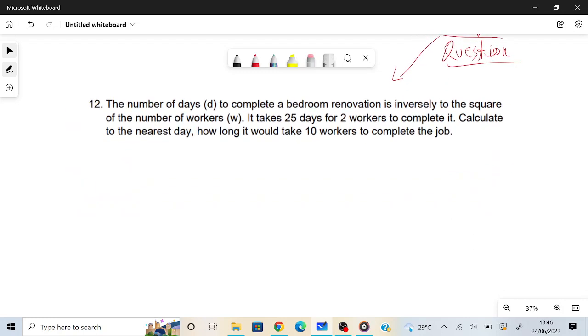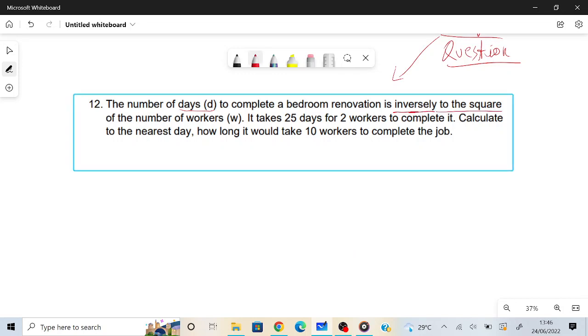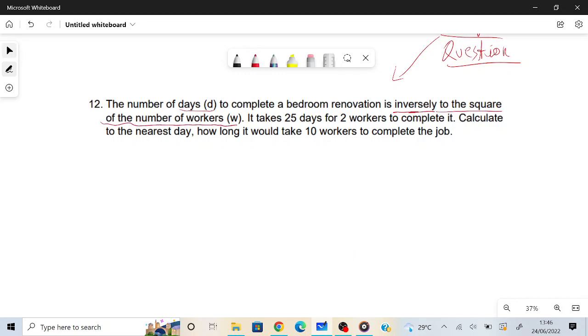Now, the question says the number of days, D, to complete a bedroom renovation is inversely proportional to the square of the number of workers, W. It takes 25 days for 2 workers to complete it. Calculate to the nearest day how long it would take 10 workers to complete the job. Now this looks like it's a tough question, but let's take it step by step.